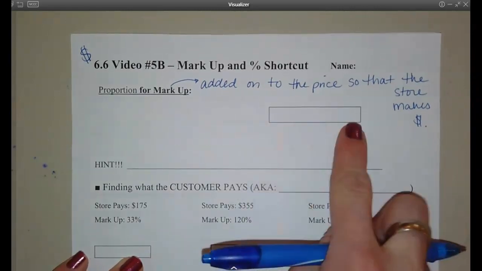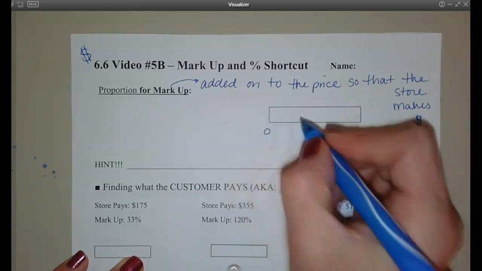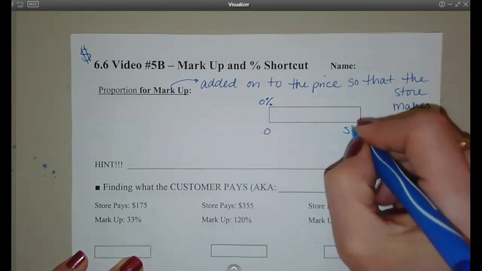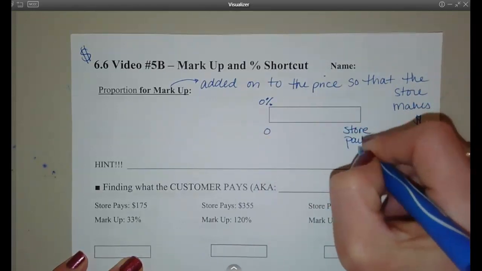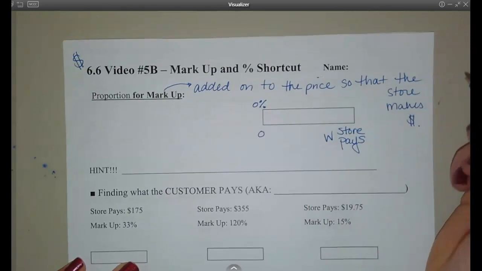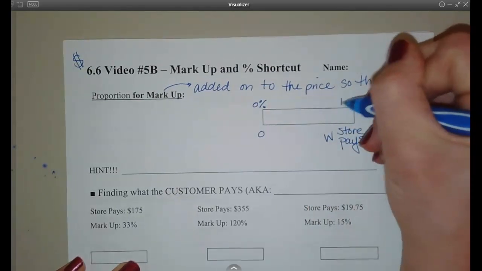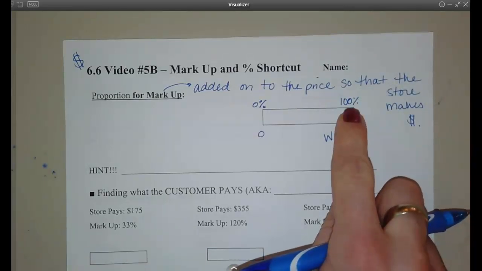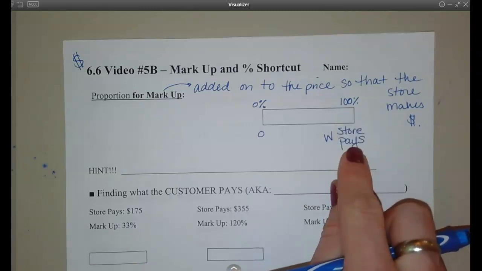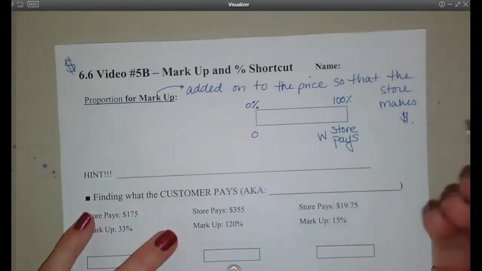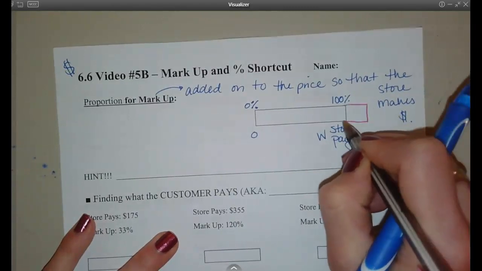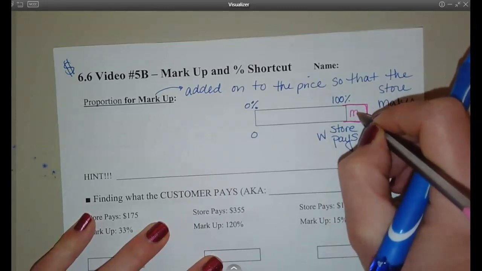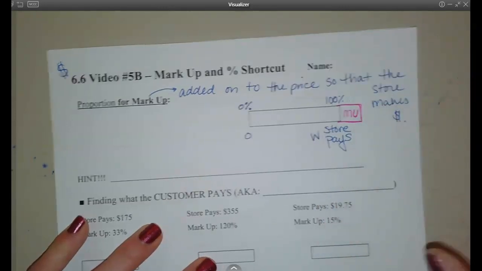So we are going to look at this bar again here. This is still 0%. And now if we think about what the store pays, that's going to be our W down here, okay? And that's 100%, right? From the store's perspective, they buy something, they pay whatever their price is, that's what the store pays. Well, and I know this is a little tight over here, sorry. They add on to that so that they make money. So this part that they add on is the markup, right?